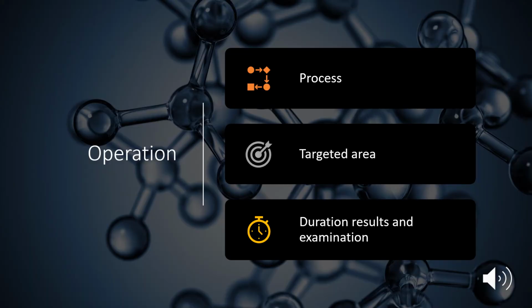Assalamu alaikum. My name is Ammar, and I'll be continuing my friend Ammar's presentation, which is about CT scan. Starting with operation. Operation has three different parts: process, targeting area, duration, result, and examination. In terms of the process, it starts with the patient. The patient must be prepared before entering a CT scan.